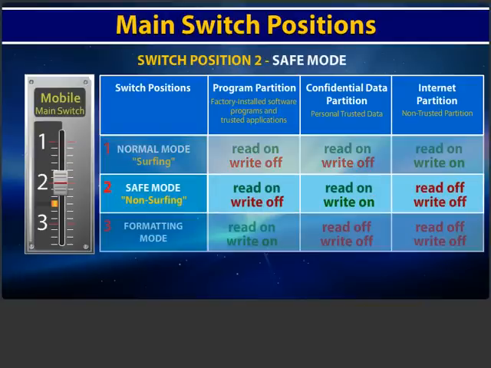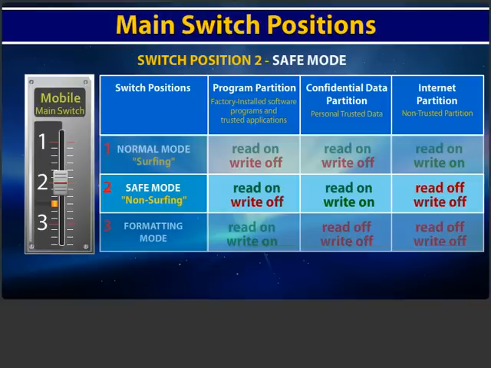At position 2, the so-called safe mode position, we are not surfing the net, and all factory-installed operating systems and trusted applications on the program partition are safe from alteration, while non-trusted data located on the internet partition are disabled and inaccessible. Thus, no virus potentially present on the internet partition can gain access to the other 2 partitions. Furthermore, personal trusted data located on the confidential partition can be read and written, so new phone numbers, multimedia files, or other trusted data can be added.